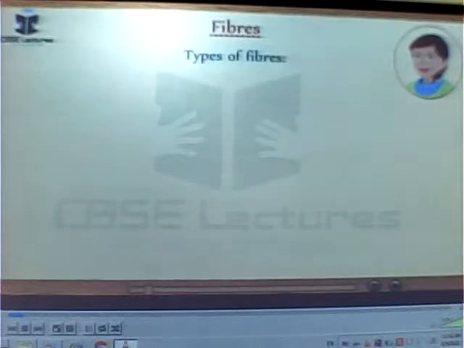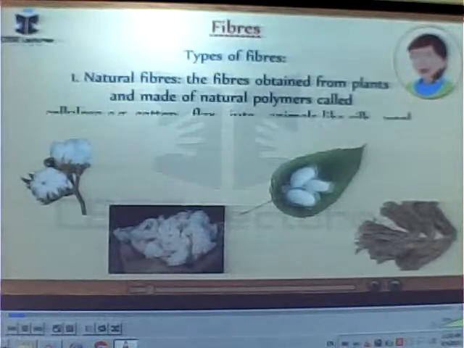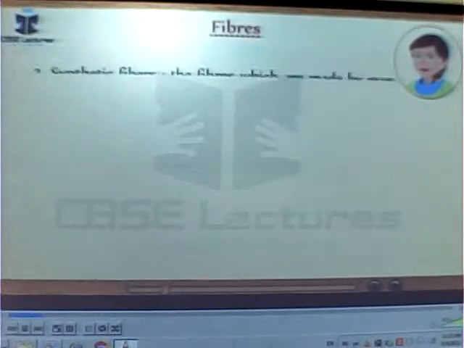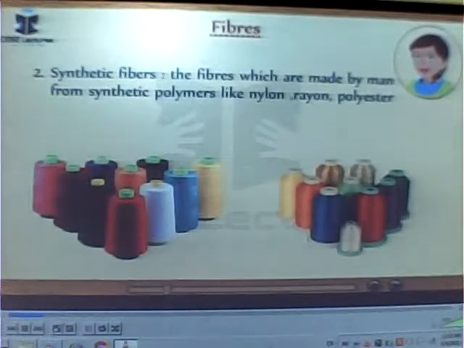We have two types of fiber. Natural fibers: the fibers which are obtained from plants and are made up of natural polymer and cellulose. They are called natural fibers. Examples: cotton, flax, jute. There is another type of natural fiber, that is animal fiber, which is obtained from animals like silk and wool. Synthetic fibers: the fibers which are made by man from synthetic polymers like nylon, rayon, polyester.